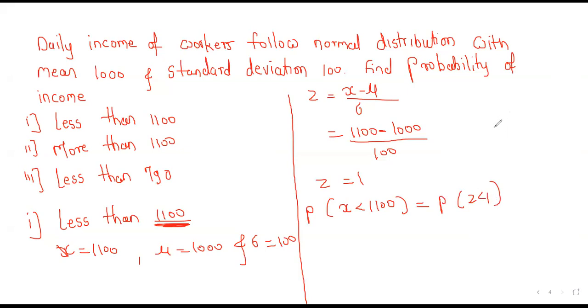So here we have to calculate which area? See, this is our normal curve. If we divide this symmetrically, this is z is equal to 0, this is z is equal to 1. Which area do we have to find? z is less than 1.